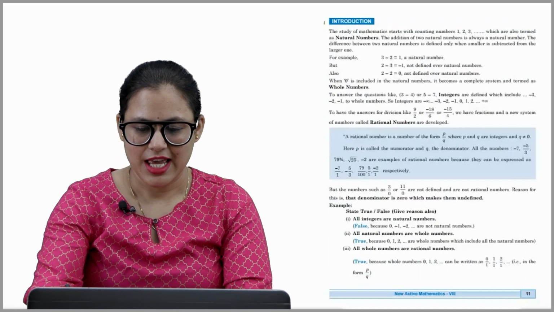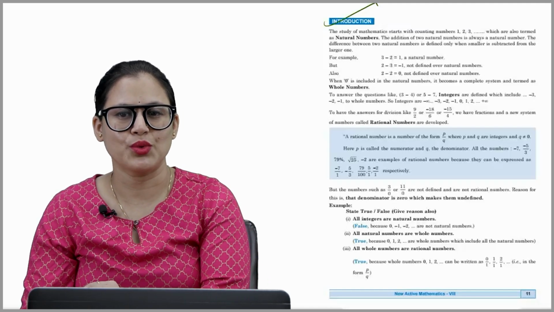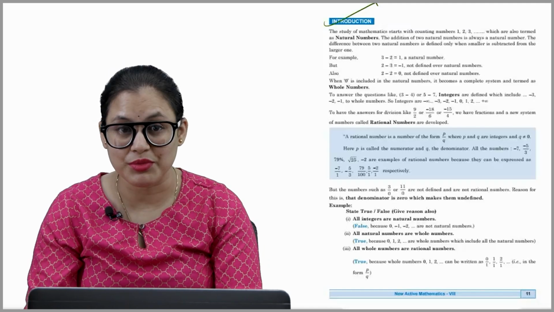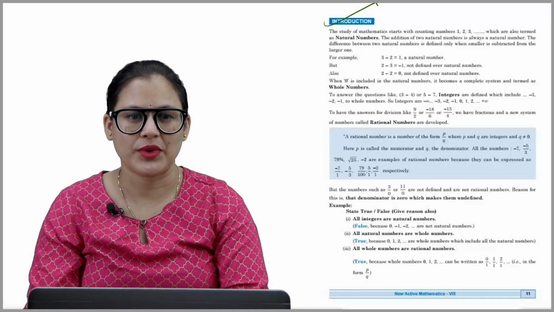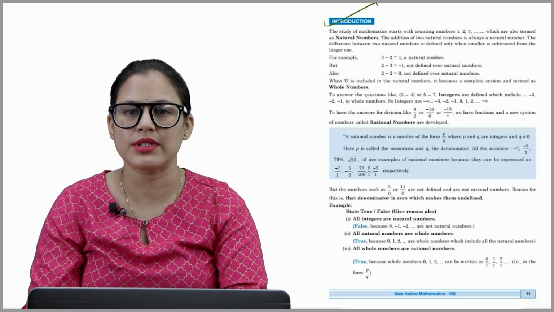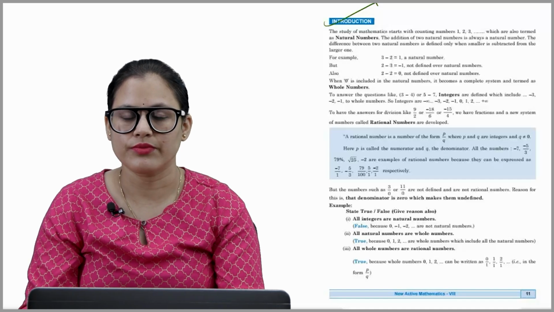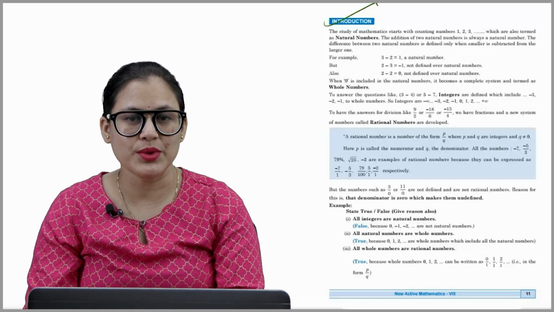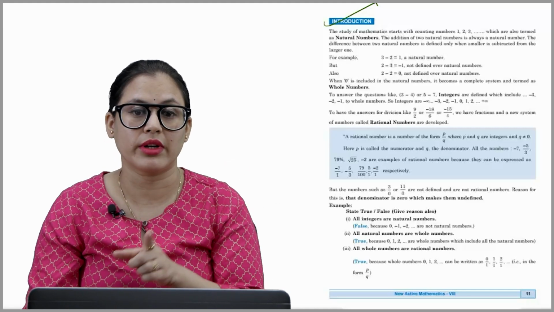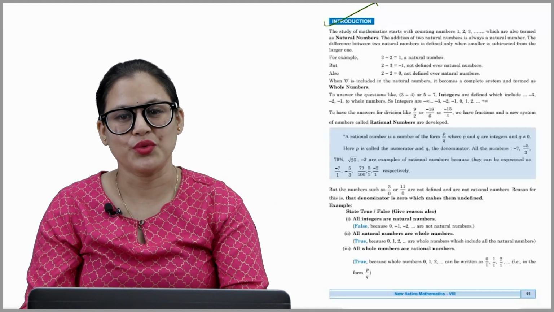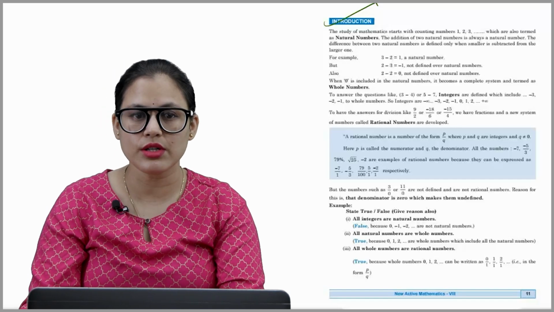Introduction. The study of mathematics starts with counting numbers 1, 2, 3 and so on, which are also termed as natural numbers. The addition of two natural numbers is always a natural number. The difference between two natural numbers is defined only when the smaller is subtracted from the larger one. For example, 3 minus 2 is equal to 1. It is a natural number, but 2 minus 3 is equal to minus 1, so not defined over natural numbers. And 2 minus 2 is equal to 0, not defined over natural numbers.